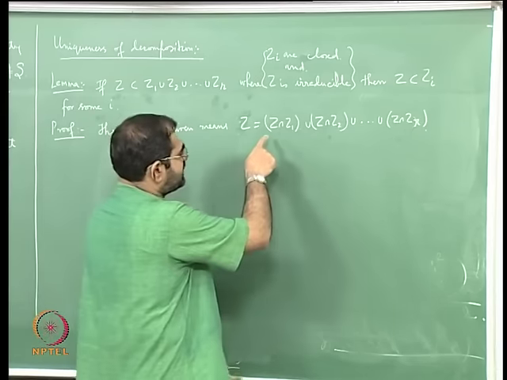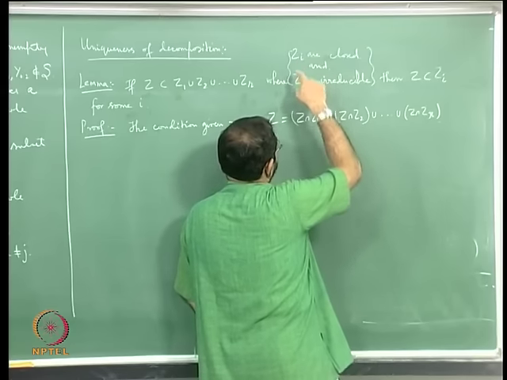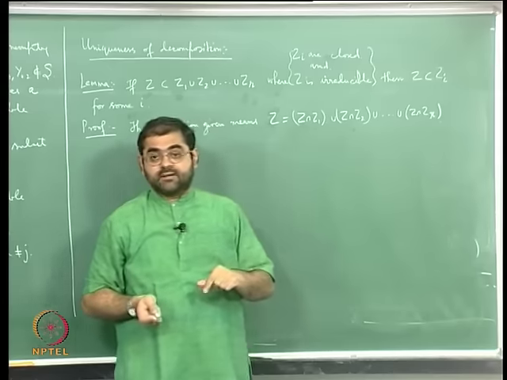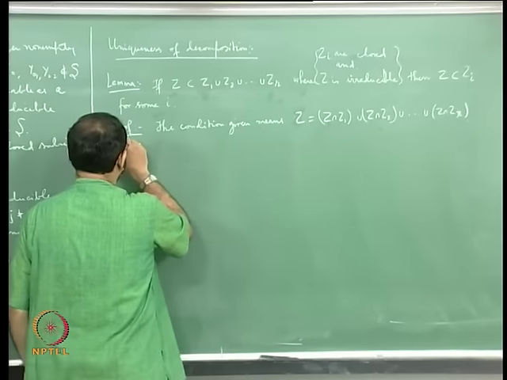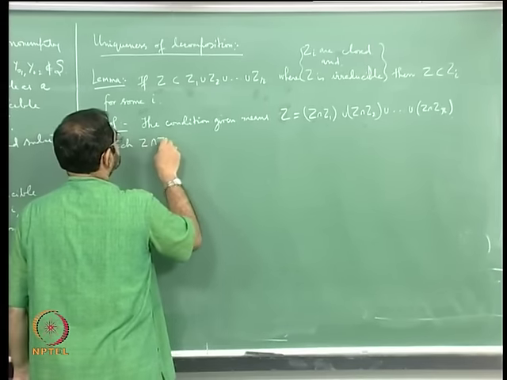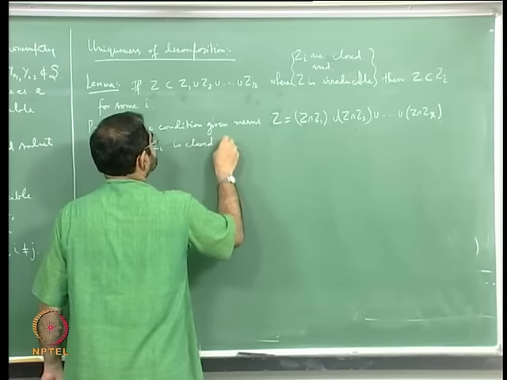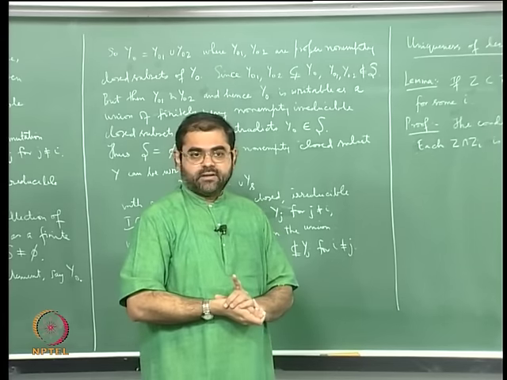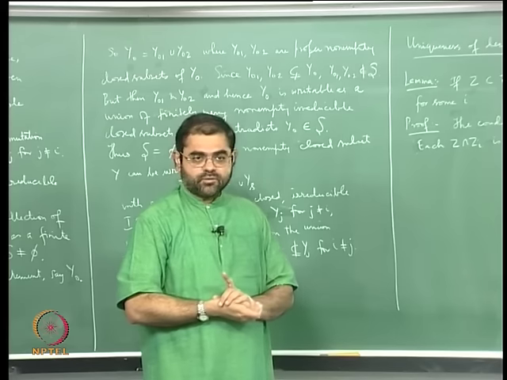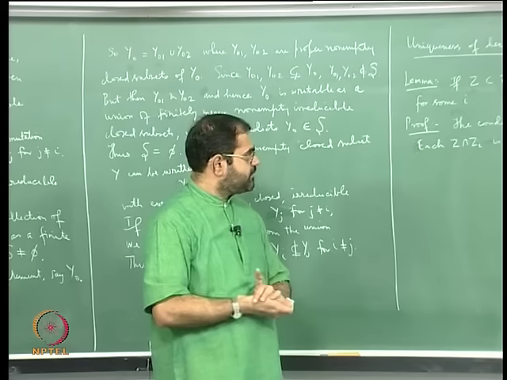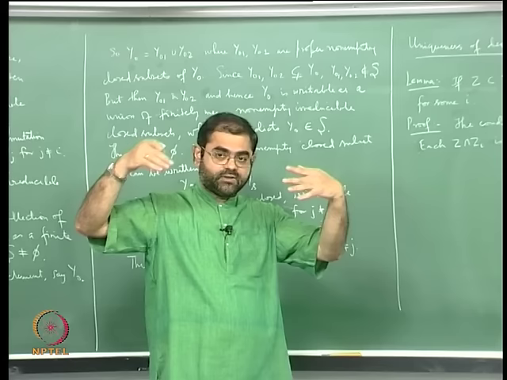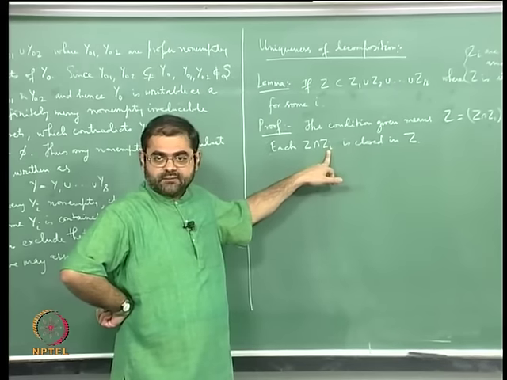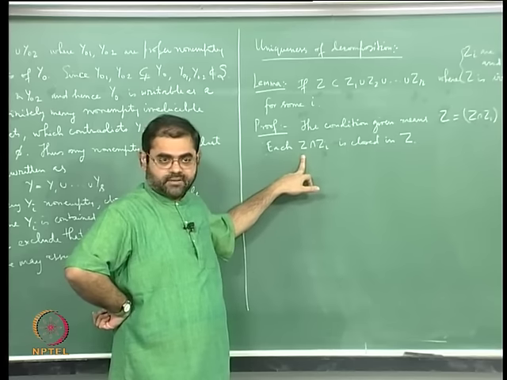And notice that since Zi are closed in the ambient topological space, the big topological space, therefore each Z intersection Zi is closed in Z. That's very clear, because that's what induced topology means. Induced topology on a subset is that a subset of that subset is closed if it is gotten by intersecting with a closed set in the bigger space. So any Zi is closed in the big topological space, therefore its intersection with a subset is closed in that subset. Okay, fine.